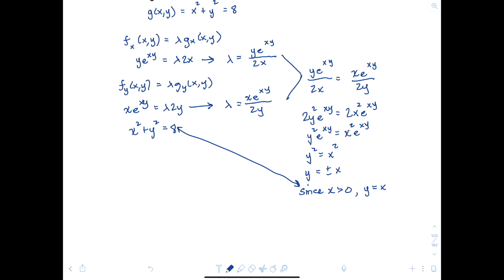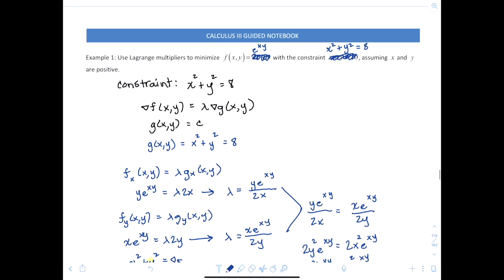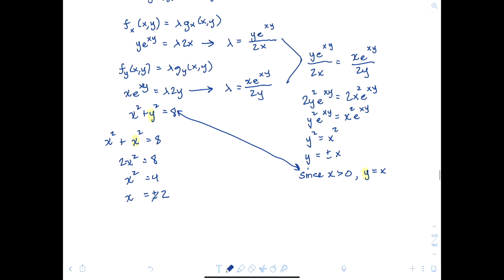Now connecting these, we will have x squared plus x squared would have to be 8, because y is equal to x. So 2x squared has to be 8, so x squared is 4. x would be plus or minus 2, but again, we throw out the negative since we were given in the problem that x and y are positive. So x is 2, which means y is 2 since x equals y.